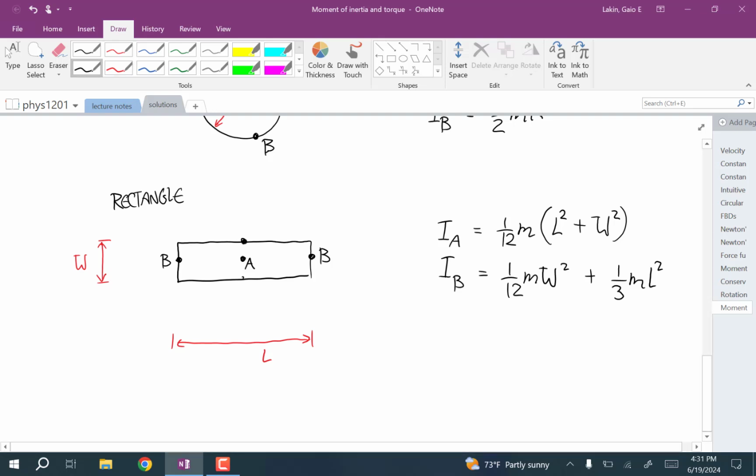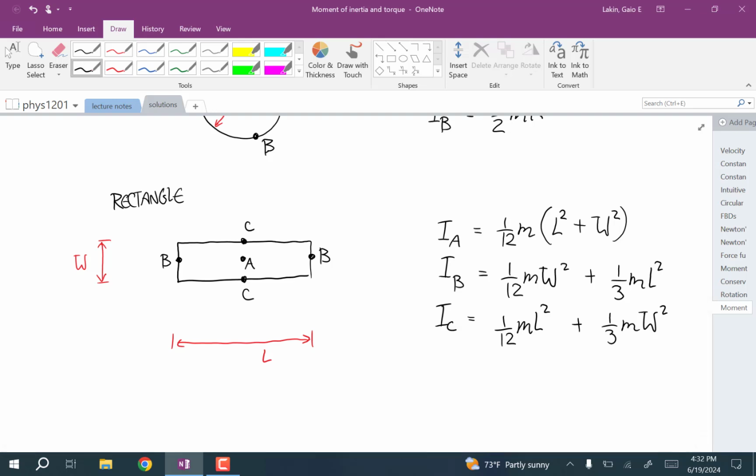Now, C would be either one of these 2 points. And for that one, you're always taking 1/12 times the length squared of the side where you're in the middle. So IC would be, let's say, 1/12 times the mass times the length squared plus 1/3 times the mass times W squared.